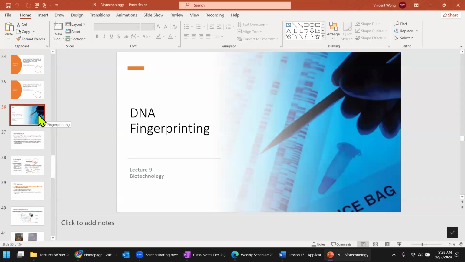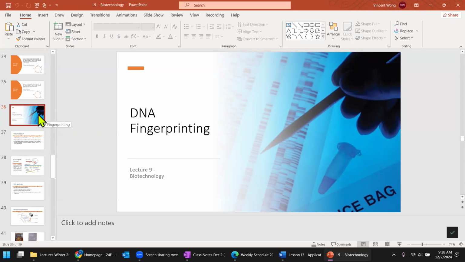Last week we learned about how to insert a gene into a plasmid and then feed that plasmid into bacteria so that they could mass produce whatever the protein is encoded by the gene, right? And in the process, we learned about a few techniques.